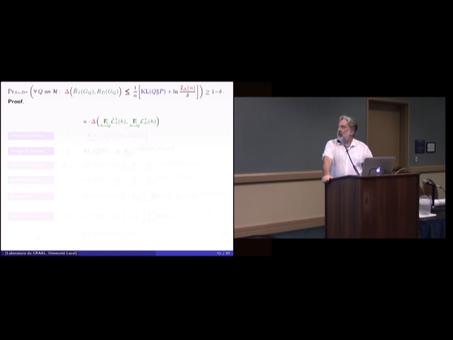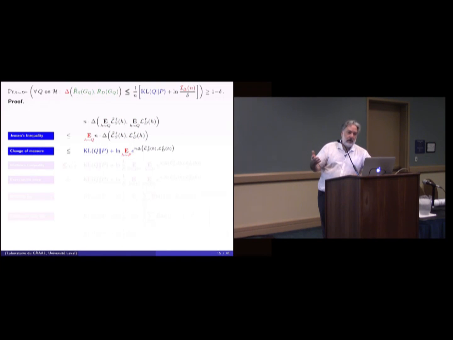And so how do you prove the theorem? You start from the left side of the inequality, and then you say delta is supposed to be convex, so I can use Jensen's inequality to get the expectation outside of the function. Of course, we have an inequality here.